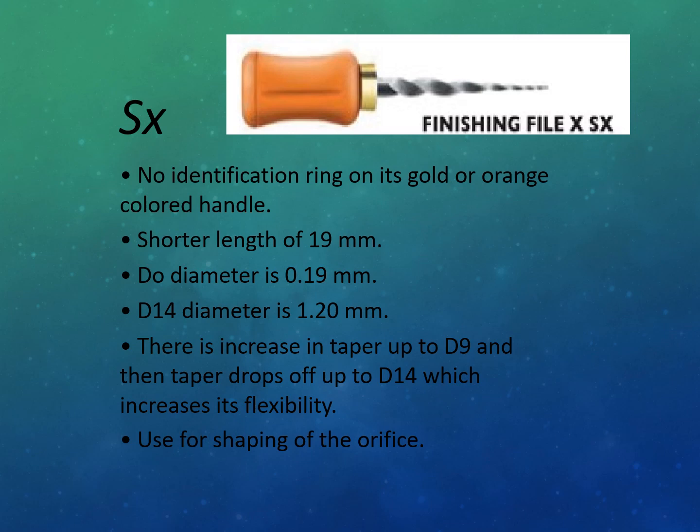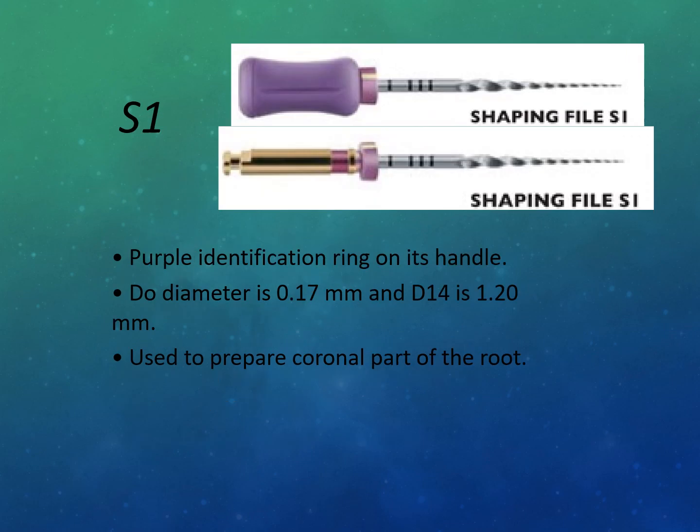Before, when you do access opening for the anteriors, you are advised to use a Gates Glidden drill and drills to enlarge the coronal orifice. The same thing applies here. The SX works on the same principle. It is used to enlarge the orifice.